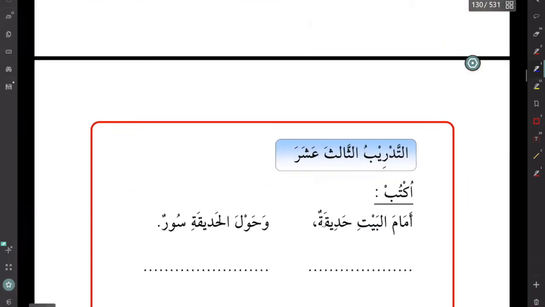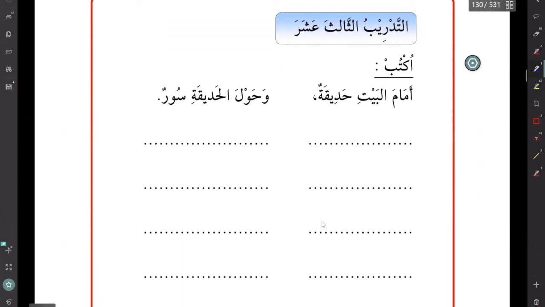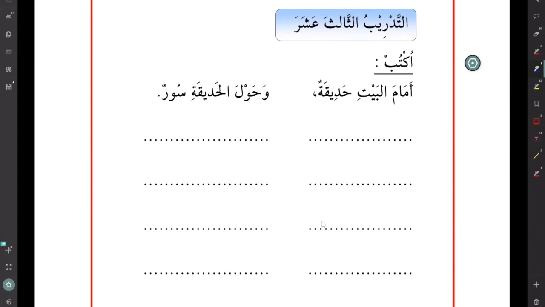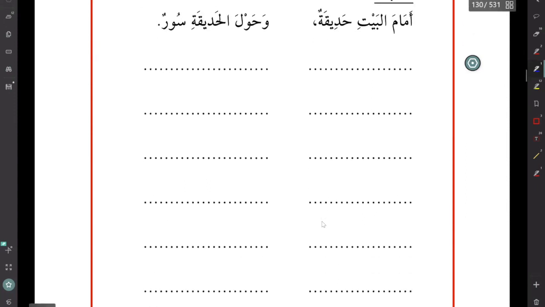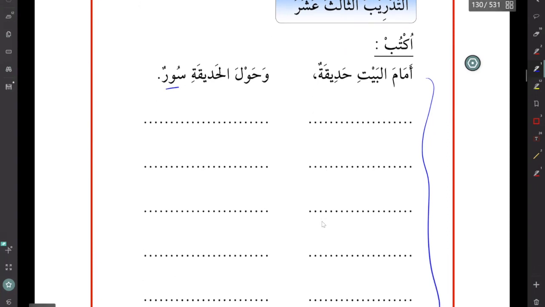And the 13th exercise. Uktub means to write. Amam al-bayt hadiqa, in front of the house there is a garden. Again, your writing exercise: complete them, write as many times as you need until your writing becomes faster. It's not only how to write, you also need to be able to write faster. And the second one is wa hawl al-hadiqa sur, and around the garden is what? Sur is a fence. So you can do the same thing.